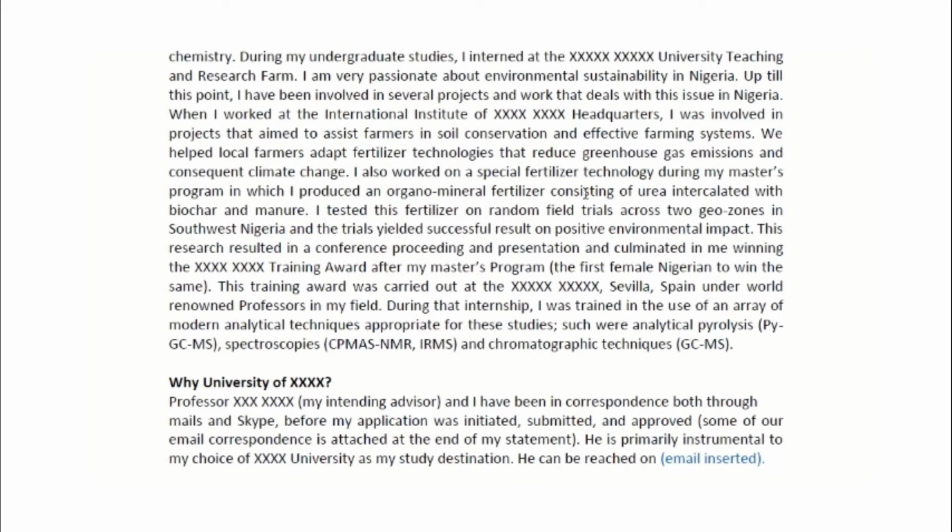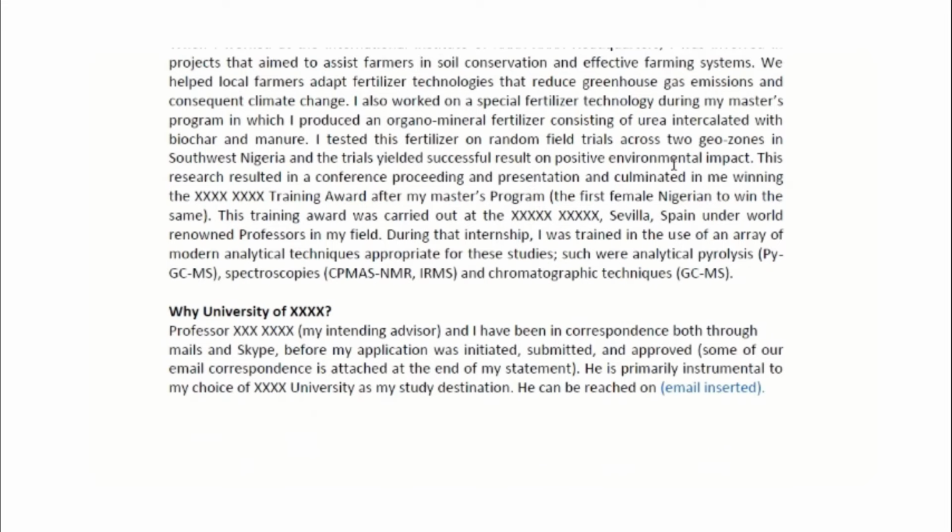I also worked on a special fertilizer technology during my master's program, in which I produced an organo-mineral fertilizer consisting of urea intercalated with biochar and manure. I tested this fertilizer on random field trials across 2 geozones in southwest Nigeria, and the trials yielded successful results on positive environmental impact. This research resulted in a conference proceeding and presentation, and culminated in me winning the Soil Training Award after my master's program, the first female Nigerian to win the same.